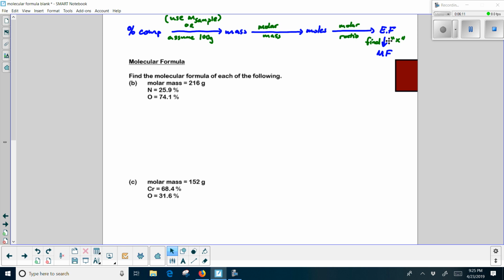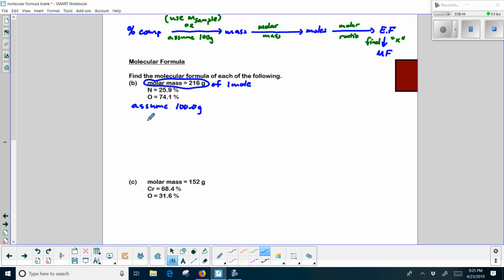So let's look at this sample here. What I have here is a sample and it has 25.9% nitrogen in it, 74.1% oxygen. I don't have a mass of the sample. All I know is the molar mass. This would be the mass of 1 mole, but I don't know how many moles I have. So we're going to here assume 100 grams. We always do that. So we're going to do this little assumption here.